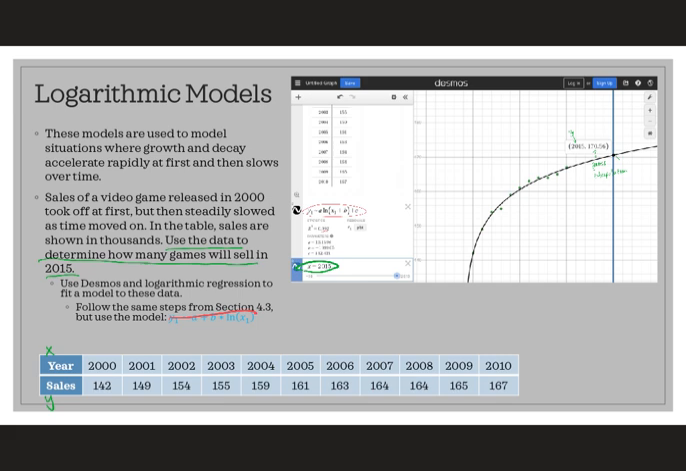Put it in Desmos, make sure it works, especially with the logarithmic model. Email me, send me a screenshot. If it doesn't work, then we'll get it figured out. Okay.